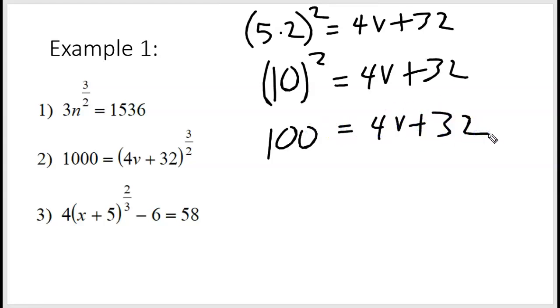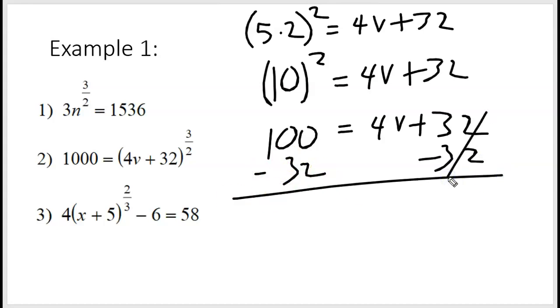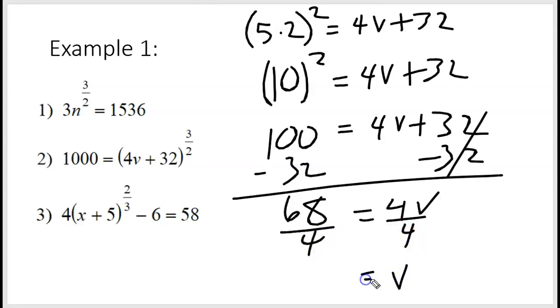So now we move on to step 4, which is basically just solve what's left. So we have a simple equation here to solve. So we're just going to minus 32 on both sides. And we divide by 4 on both sides. And we get 17 as an answer.